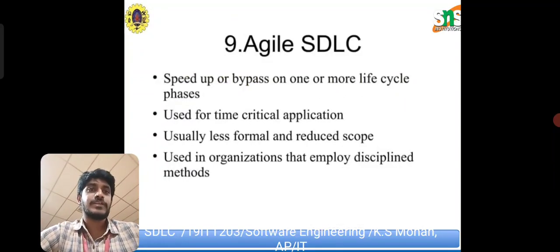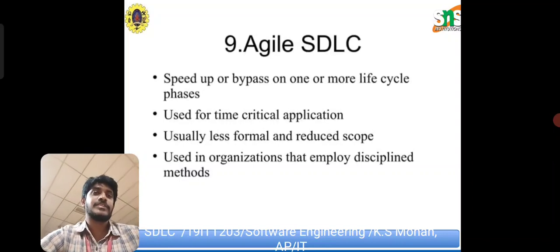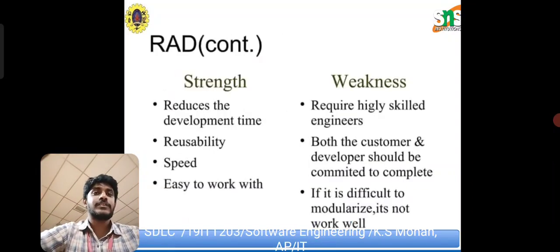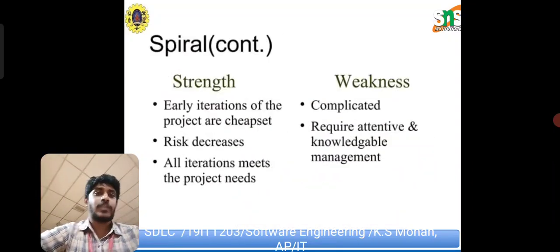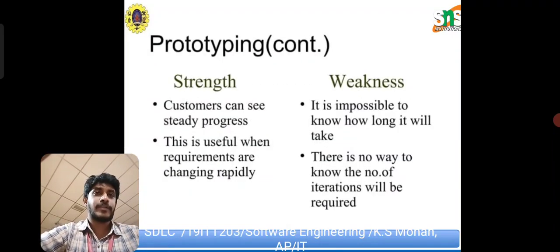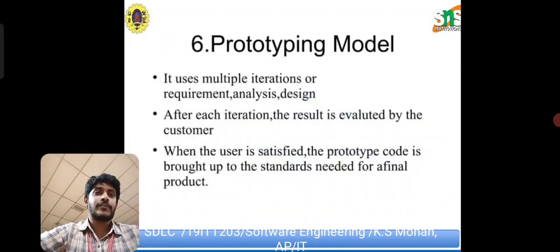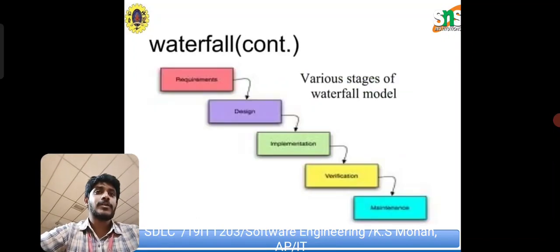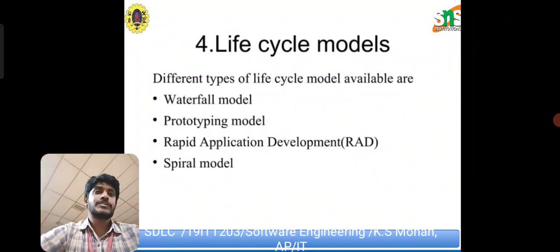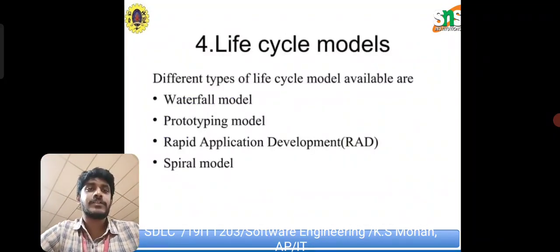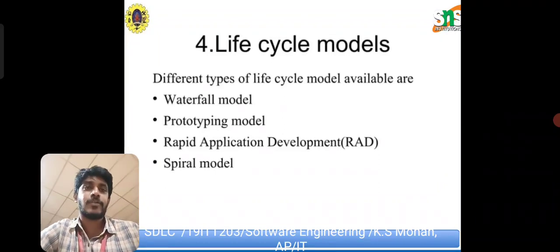Next we will see agile SDLC. In this topic we learned four types of lifecycle models: the waterfall model, the prototyping model, the rapid application model, and the spiral model.